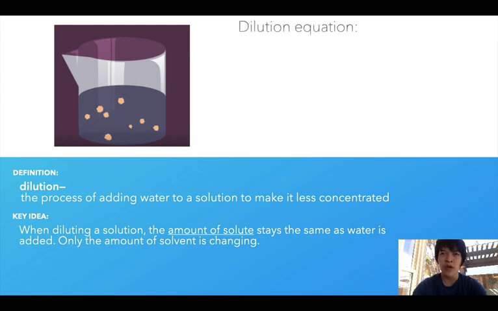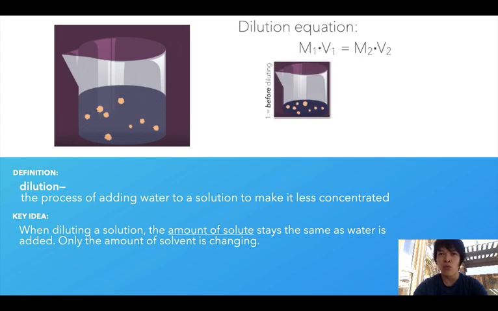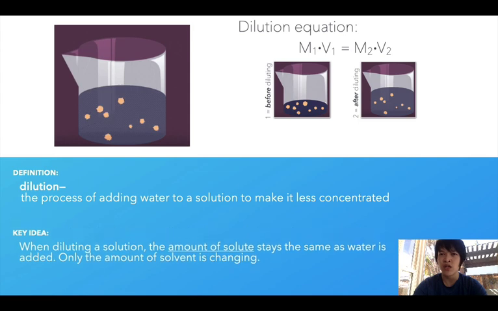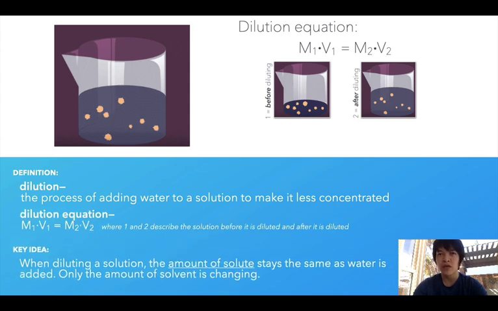There's this neat little equation that exemplifies this idea. M1 times V1 equals M2 times V2. The ones represent the molarity and volume before diluting happens. The twos represent the molarity and volume after diluting. I'll add this to the definitions you should try to remember.